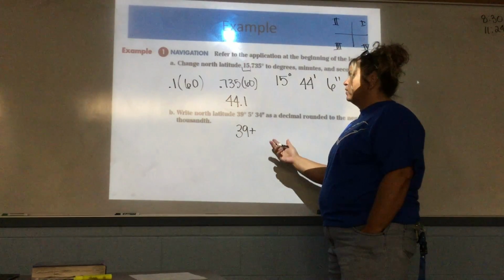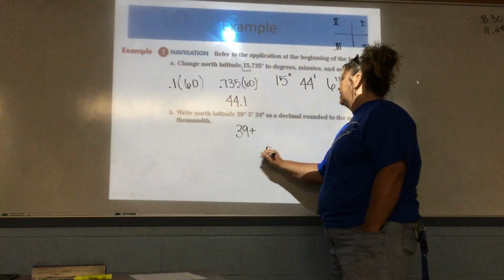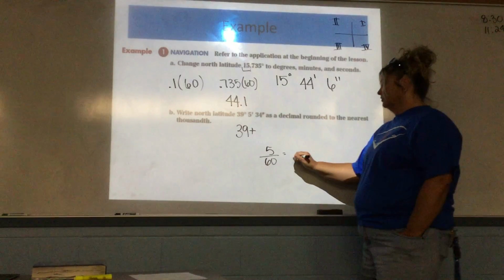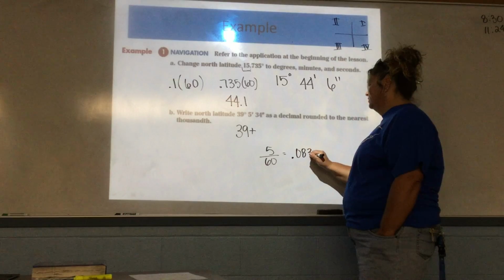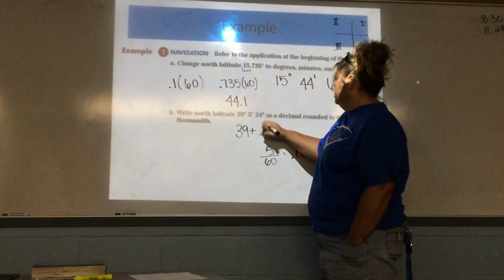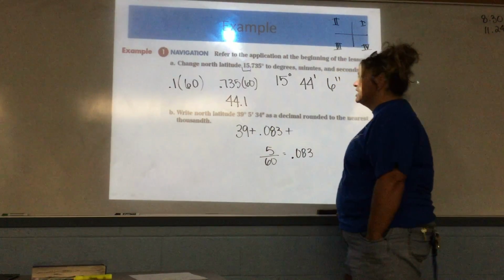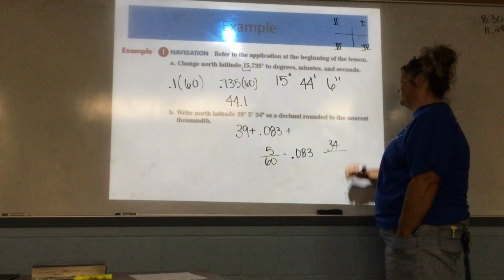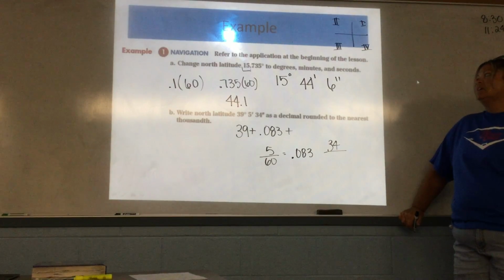Okay, I could be wrong, which would be the same as dividing by 60. So 5 divided by 60 is 0.08 with the 3 repeating, 0.08333333. Okay, so let's just put 0.083 plus, how do I change 34 seconds? Divided by 60? Well, let's think about that.